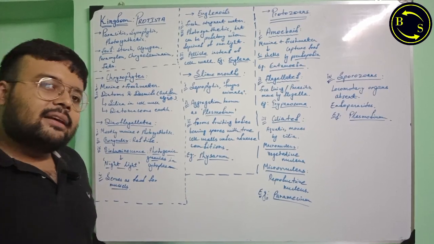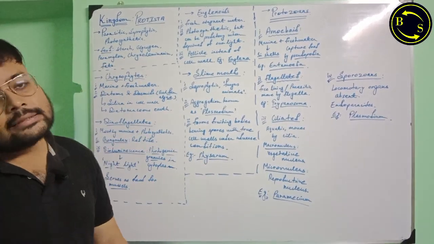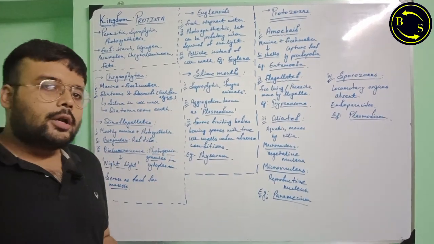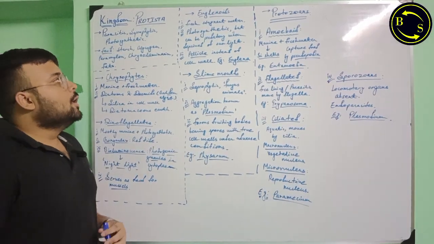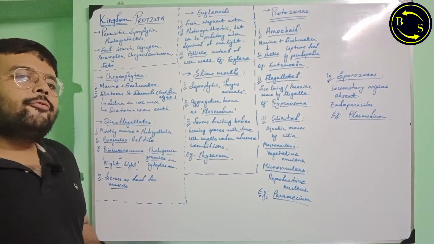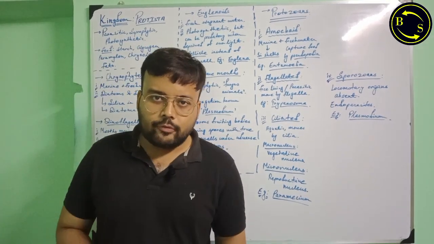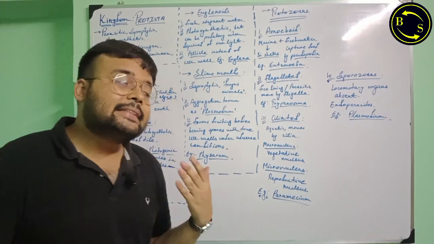They are found in stagnant fresh water such as ponds, such as lakes, such as ditches, provided the water should not be murky. The water should be clear, it should be clean. Euglenoids are photosynthetic. They have chloroplasts containing chlorophyll. They produce their own food by photosynthesis.